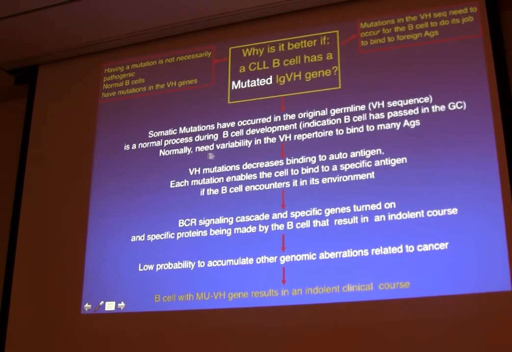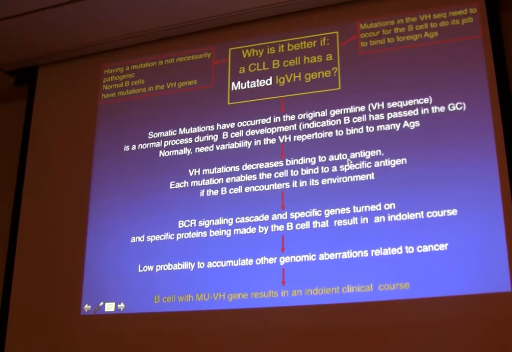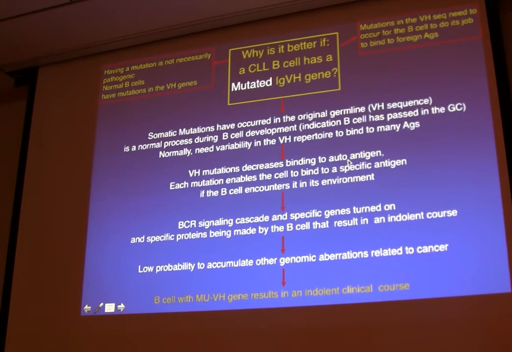Then normally you need this variability in the VH repertoire to bind to several antigens. Now, VH mutation can decrease binding to the autoantigen, which you don't want, right? Because it doesn't fit, because now they're different.